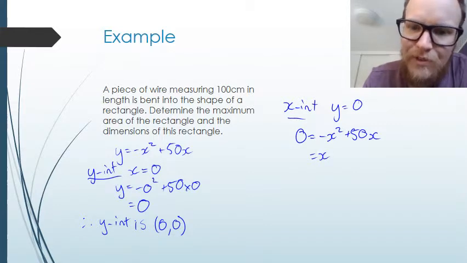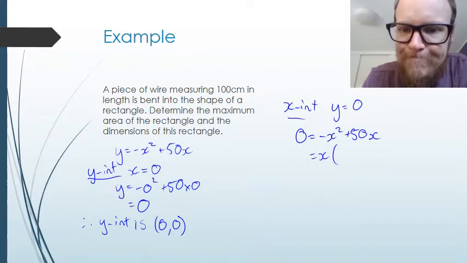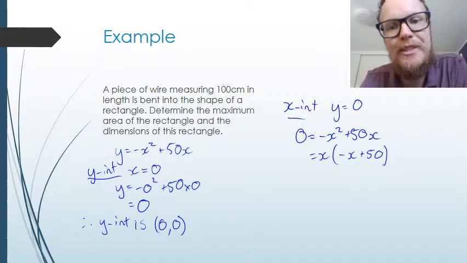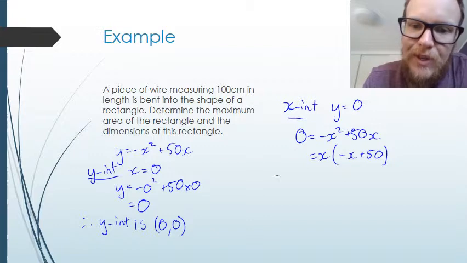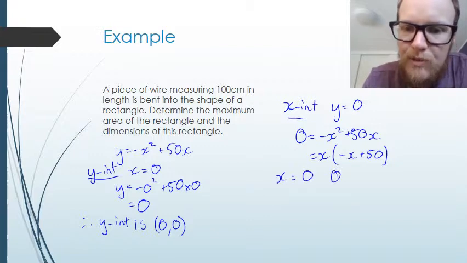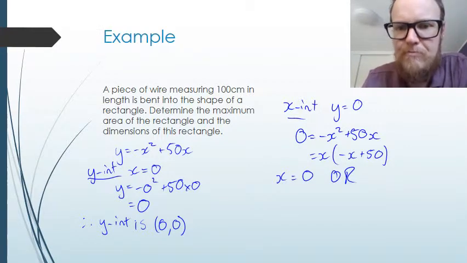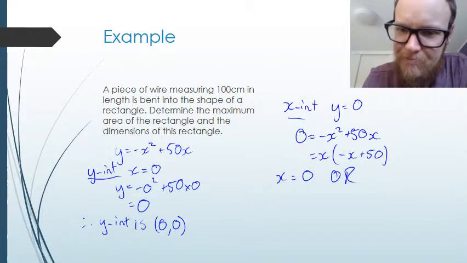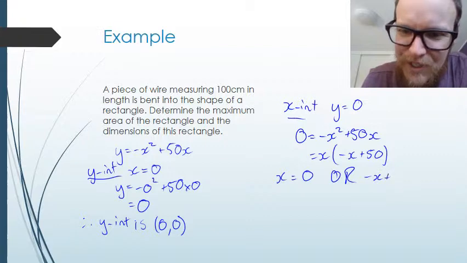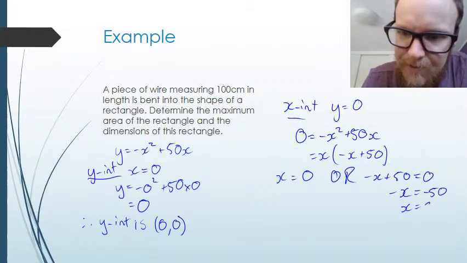So we've got our common factor of x, and we get negative x plus 50. So that means either of these things must be 0. So either x equals 0 or negative x plus 50 equals 0. So then we get negative x equals negative 50. We get x equals 50.